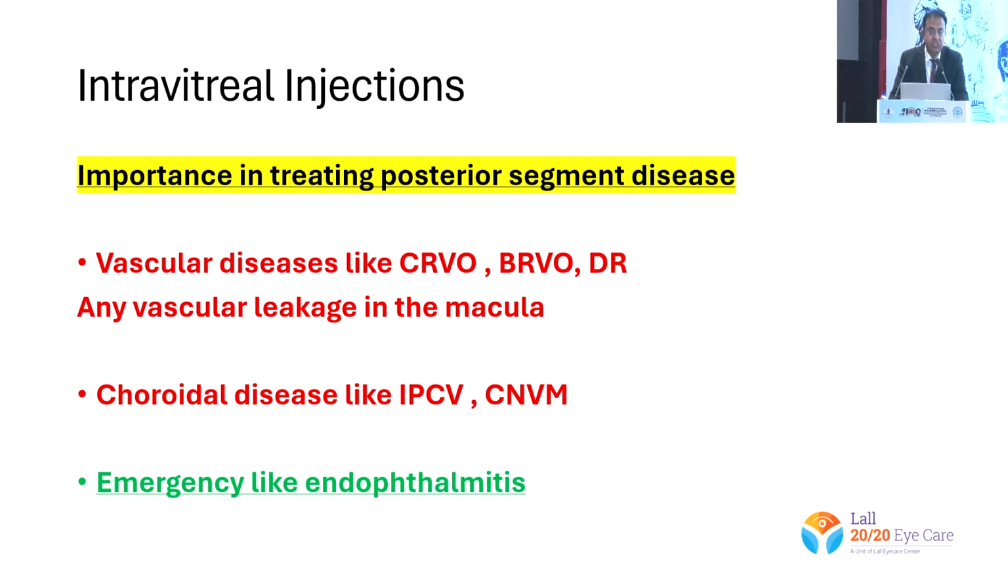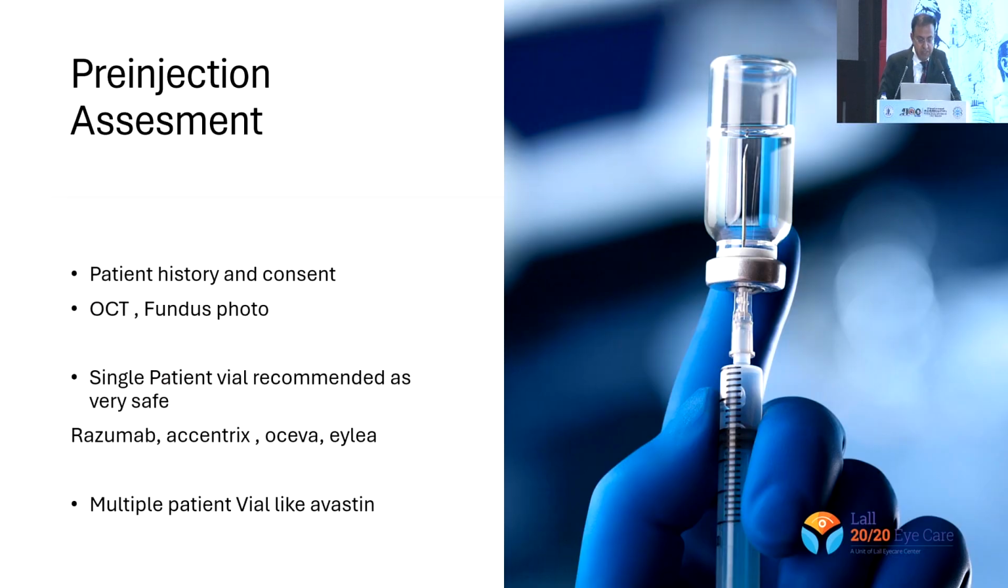Now, intravitreal injections are used usually in these three conditions. One is the vascular diseases like CRVO, BRVO, or any vascular leakage in the macula. Choroidal diseases like IPCV or CNVM, and emergency situations like endophthalmitis. I'll be showing you the technique of this. Now, before that, you need to have a good history, good consent, good diagnosis. They are single patient trials like Razumab, Eccentrix, Osiva, or Eylea, or multiple patient trial like Avastin.